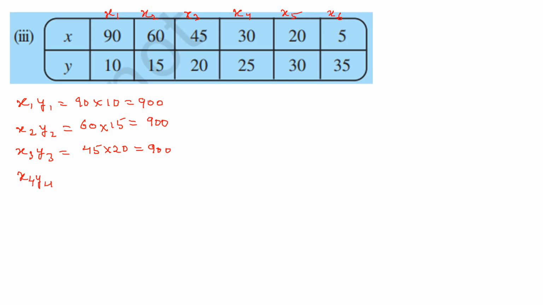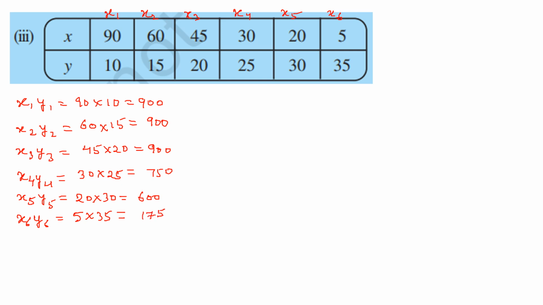Maybe in other values you may not get the same product. So 30 into 25. 25 times 3 is 75. So this is giving me 750. And then x5, y5 is equal to 20 into 30, which will give me 600. And then x6, y6 is giving me 5 into 35, which is equal to 175.